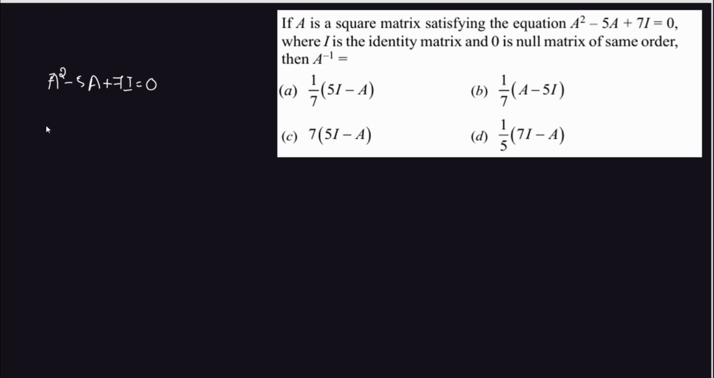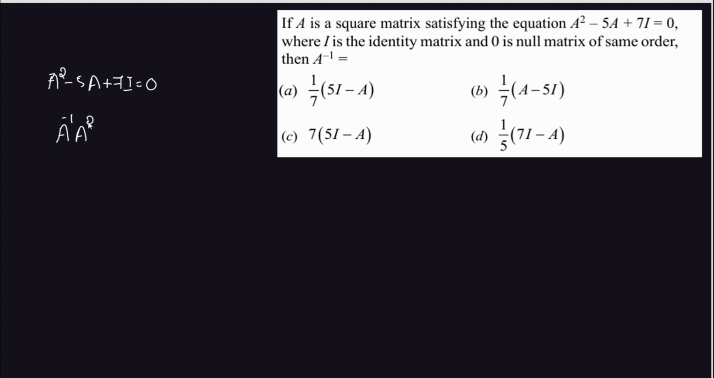Next question. If A is a square matrix satisfying this equation, what is asked? To find A inverse. See, when an equation is given like this and some term is asked, multiply that term to the entire equation. So I have A² − 5A + 7I equal to 0. I have to find out A inverse. So what I'll do, I'll multiply A inverse to the entire equation.